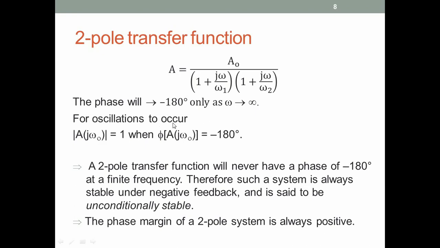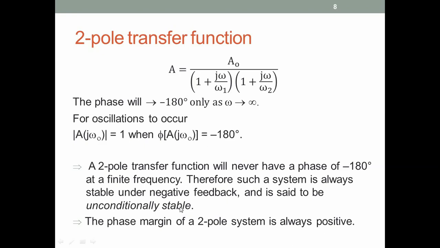Now recall that for oscillations to occur, the phase must be minus 180 degrees at some finite frequency omega naught. What that means is that a two-pole transfer function, because it can never have a phase of minus 180 degrees at a finite frequency, only at infinite frequency, will never achieve this condition. In theory, it will never achieve this condition, because this condition is achieved only for omega equal to infinity. And because this is never achieved, a two-pole transfer function, when put in negative feedback, will never ever oscillate, because this condition can never be satisfied. Such a system is called unconditionally stable.